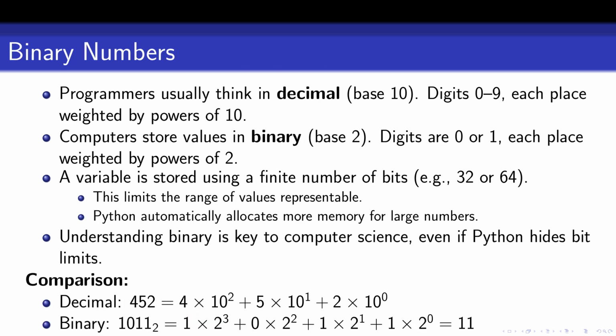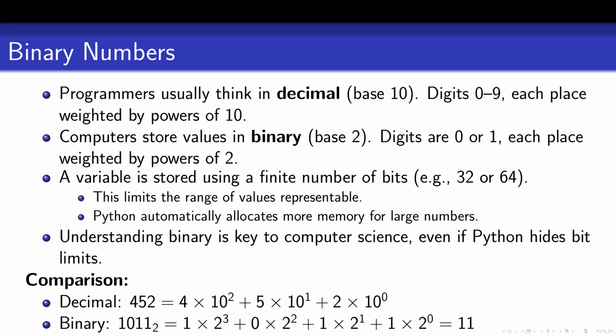Binary numbers are the foundation of how computers store and process information. While programmers typically think in base 10, computers use base 2, with only the digits 0 and 1. Each digit or bit represents a power of 2. For example, the binary number 1011 equals 1 times 2 to the third plus 0 times 2 squared plus 1 times 2 to the first plus 1 times 2 to the 0, which totals 11 in decimal.